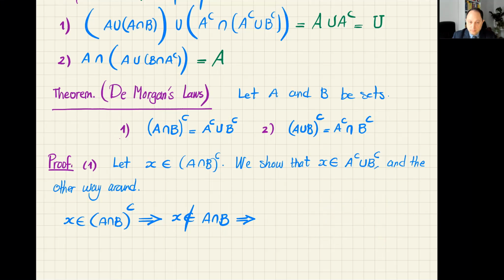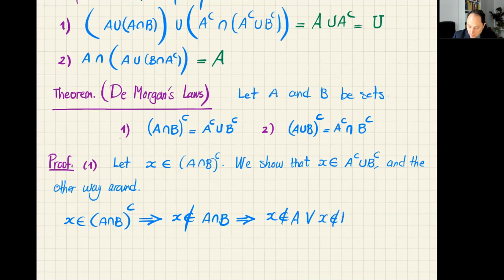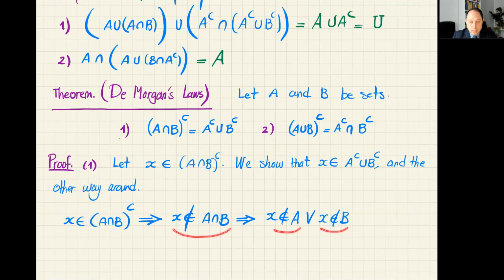It means that X either doesn't belong to A or it doesn't belong to B. Exactly. So this means that X does not belong to A or X does not belong to B. Why is that? Because if X belongs to both of them, based on the definition of intersection, it will also belong to the intersection. But now you are telling me that X does not belong to the intersection. It means that at least it is not in A or not in B.